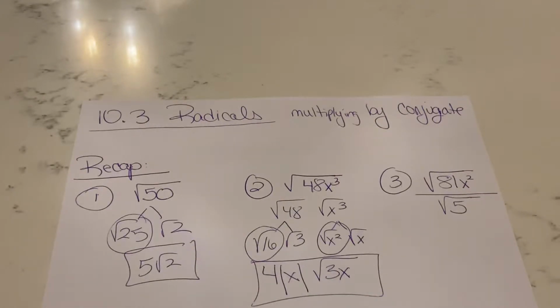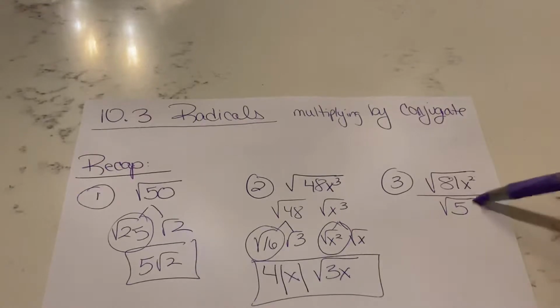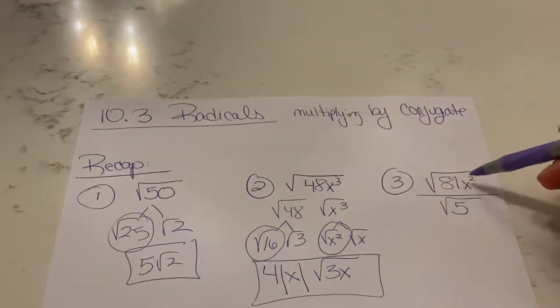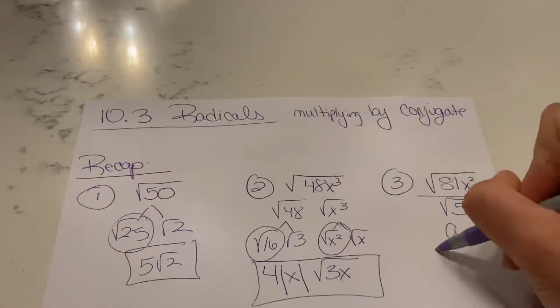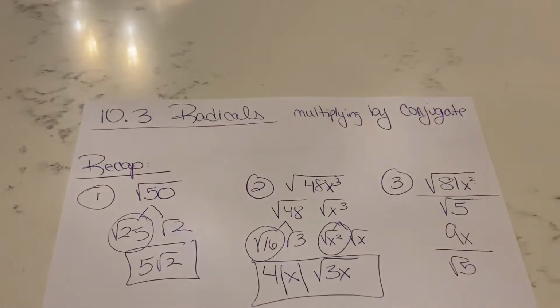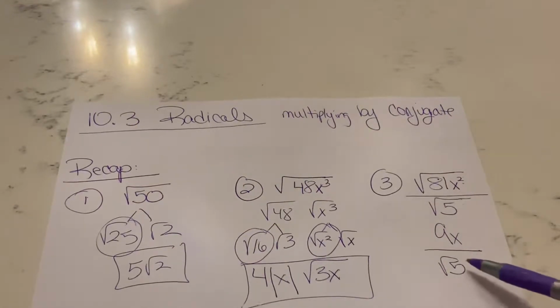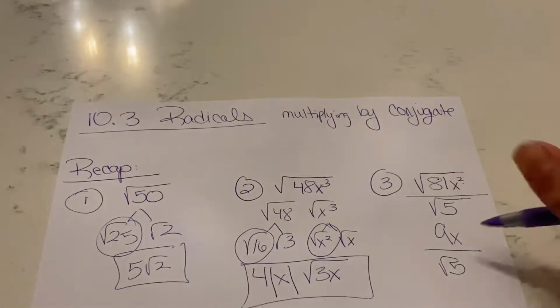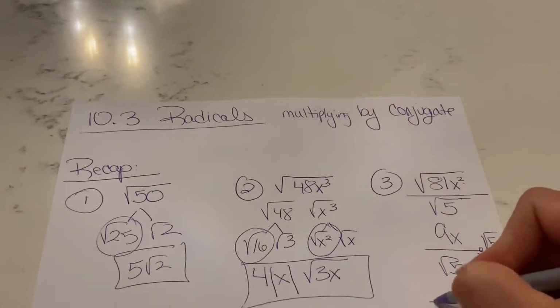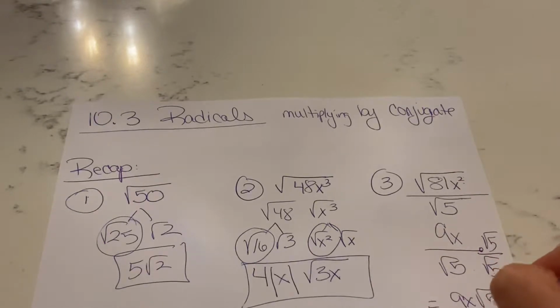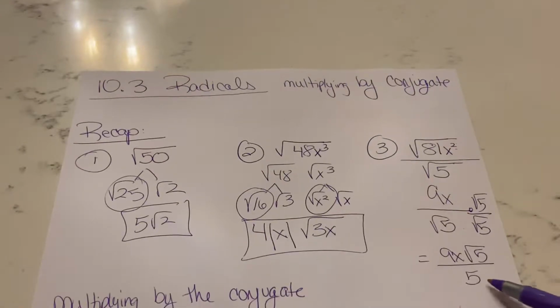So number 3, you're going to simplify each one individually. So the numerator is actually a perfect square. That means you get 9x over square root of 5. Now, the rule is you're not allowed to leave a radical in the denominator. So I need to multiply top and bottom by radical 5. So I get 9x square root of 5 over 5, because square root of 5 times square root of 5 gives you square root of 25, which gives you 5 since it's a perfect square.